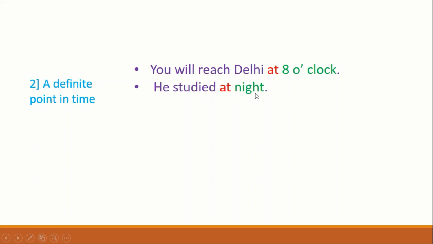He studied at night. When did he study? At night. At is a preposition. Night is a timing word. At indicates a definite point in time.